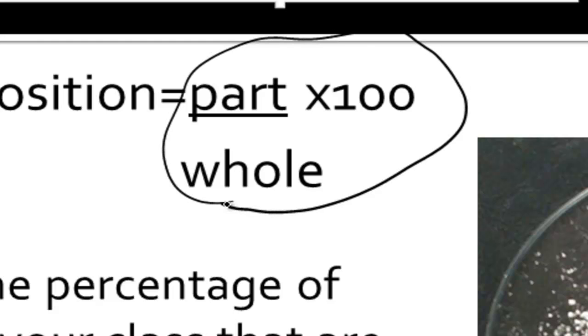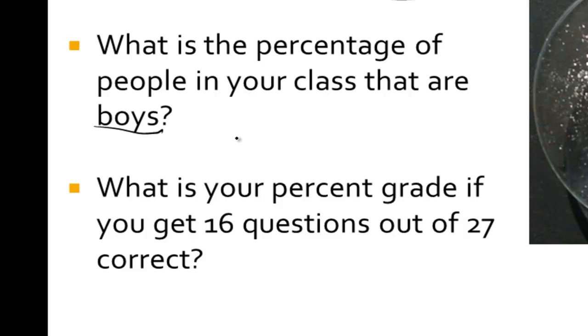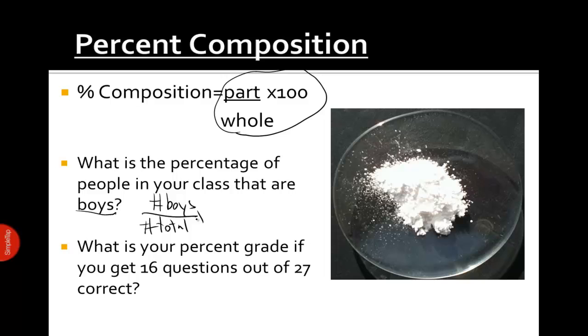If we wanted to know the percent composition of boys in a classroom, well, to do this, you would need to know the number of boys, which would be our part, and then you would need to know the number of people total, and then multiply by 100, and you would have the percentage of boys within the class. So in this case of what is your percentage grade, if you were to get 16 out of 27 questions correct on a test, well, 16 would be the part you got correct, 27 would be the whole or the total, divide and then multiply by 100, and in this case you would have made a 59.26%. So it's pretty easy.